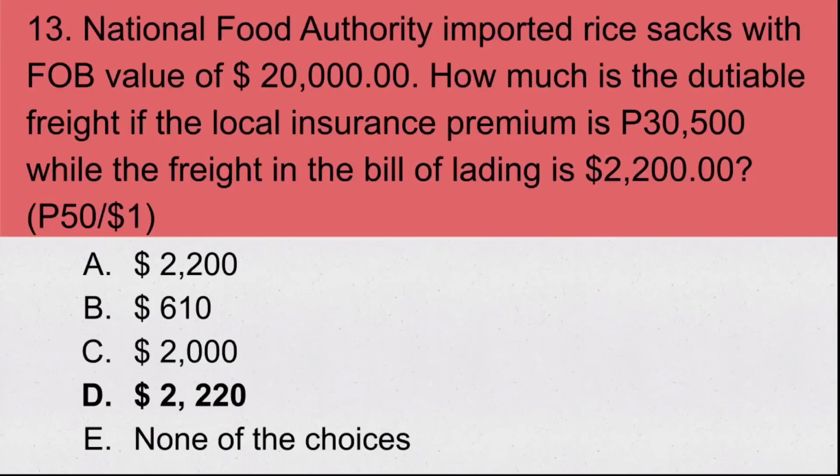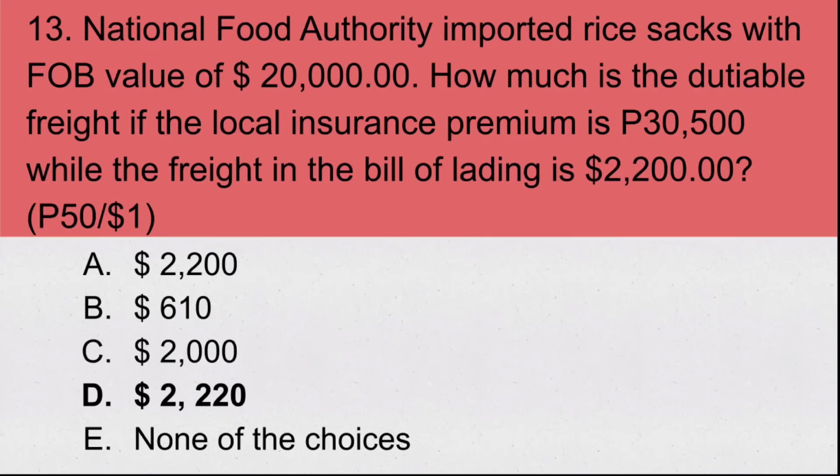Next problem. National Food Authority imported rice sacks with FOB value of $20,000. How much is the dutiable freight if the local insurance premium is 30,500 pesos while the freight in the bill of lading is $2,200? 50 pesos or $1. So, letter A, $2,200. B, $610. C, $2,000. D, $2,220. Or E, none of the choices. So, our answer here is letter D, $2,220.